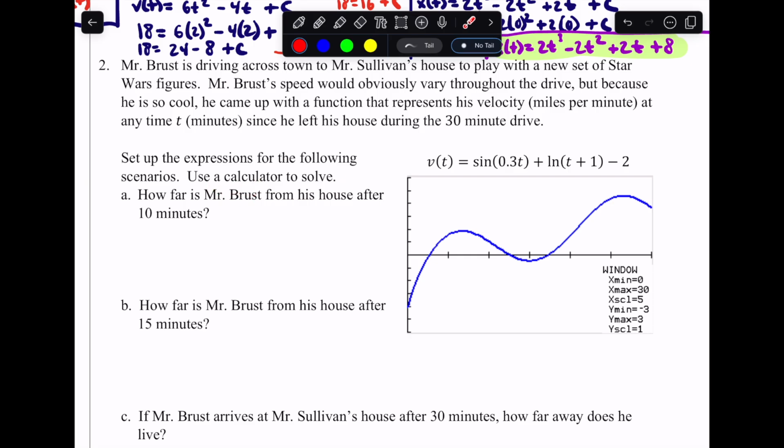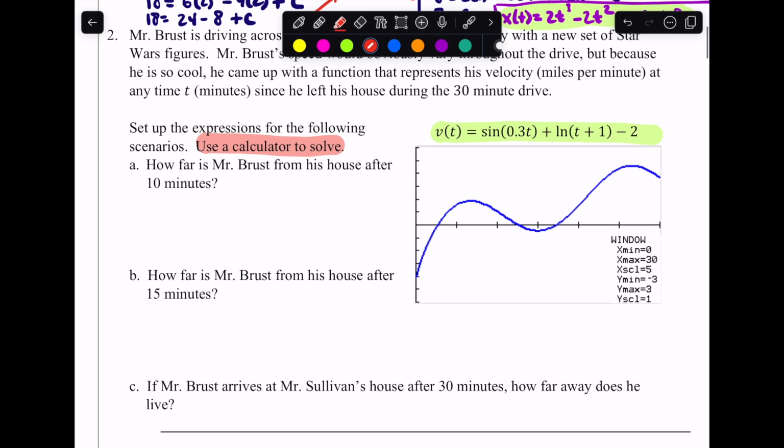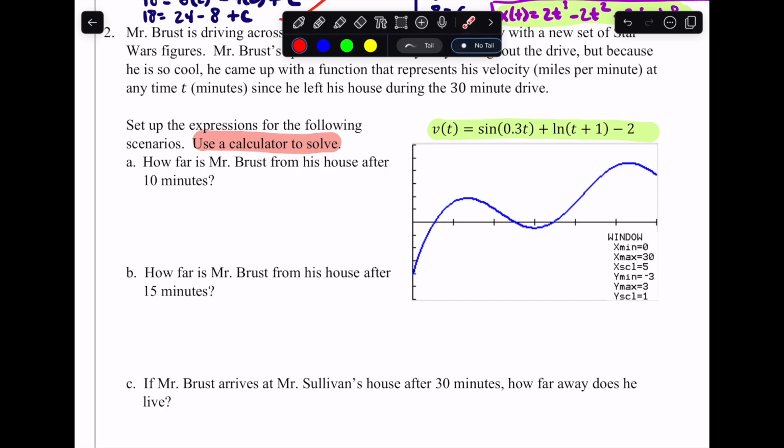Looks like the velocity function that we're using here for this problem is this sine of 0.3t plus the natural log of t plus 1 minus 2. And it looks like they also have a graph of that function over here, which is sort of nice, going between t equals 0 and t equals 30. So if we're setting up the expressions for the following scenarios with that calculator, we're going to be able to, of course, use our fnInt feature, which we talked about back in chapter 6, in order to help us find this.